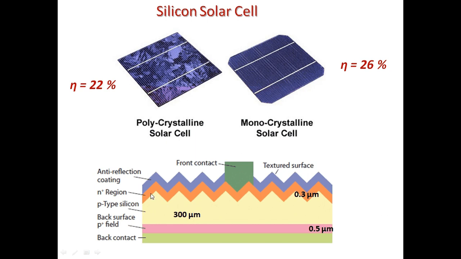Okay. So N plus is nothing but heavily doped N type silicon. Heavily doped means that it contains a large number of dopants. So this is N type, which will provide a large number of electrons. So it is heavily doped, so there are a large number of electrons in this region, while this is heavily doped P type. So heavily doped P type means there are a large number of holes in this region, in this layer.